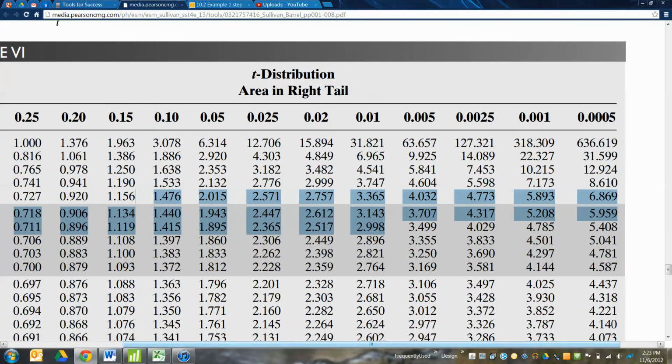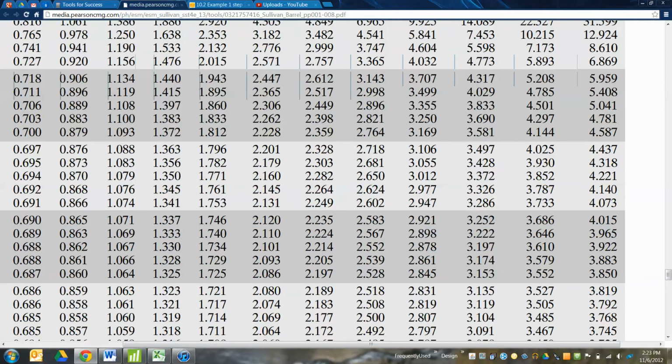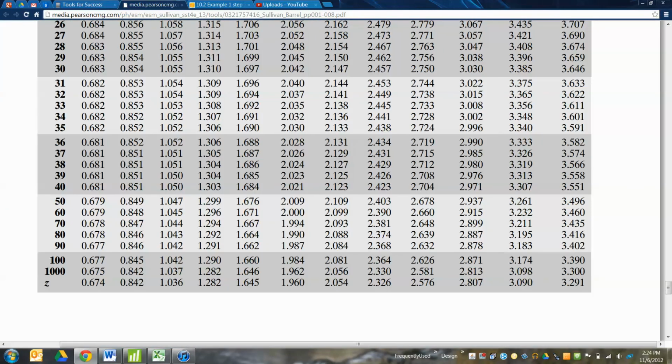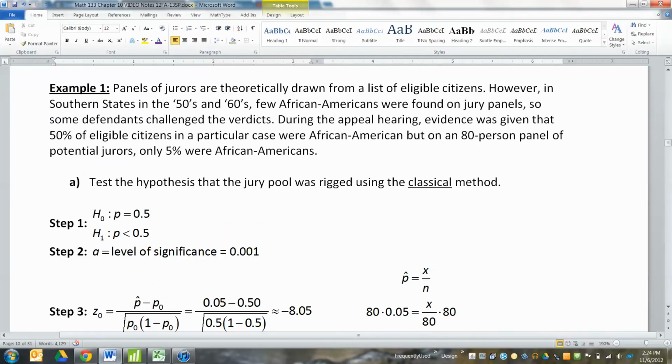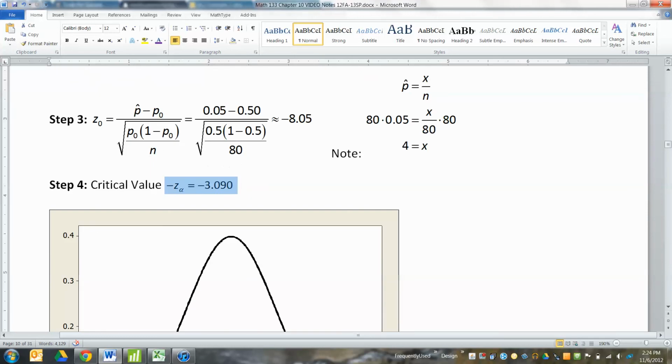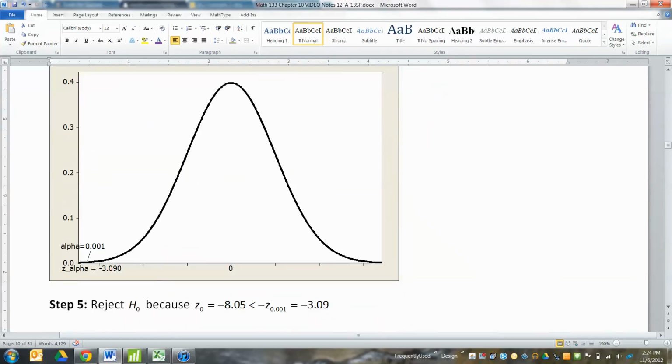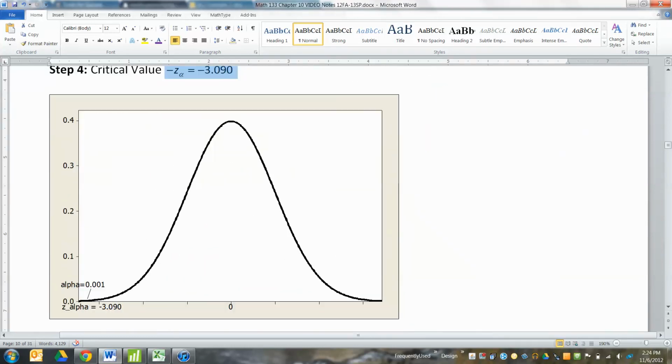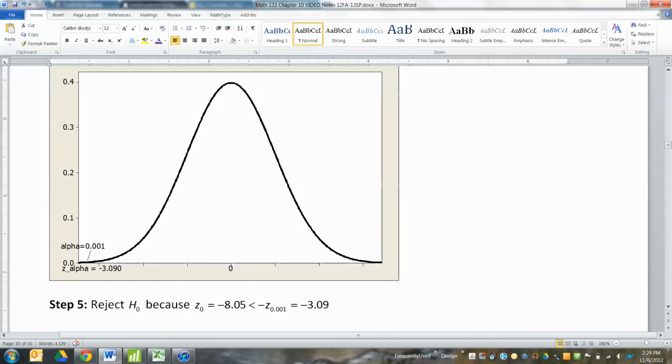Okay, so it's in the bottom row of the t-table. So if you take the t-table, go to 0.001 and skip to the bottom, which is the Z column. You can see Z. It's 3.09. And of course, since it's left-tailed, it's got to be negative 3.09. So you can get it from the table, like say you're on the final exam. If you're working on a computer, you could use StatCrunch, you can use Excel, you can use whatever. One way or another, you've got to come up with that Z alpha is negative 3.09 if you're going to do the classical method.